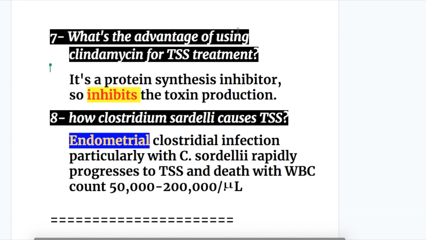Question number 7. What's the advantage of using clindamycin for toxic shock syndrome? It is a protein synthesis inhibitor, so it inhibits the toxin production by different bacteria. Question number 8. How does Clostridium sordellii cause toxic shock syndrome? Endometrial clostridial infection, particularly with Clostridium sordellii, rapidly progresses to toxic shock syndrome and death with a WBC count of 50,000 to 200,000 per microliter.